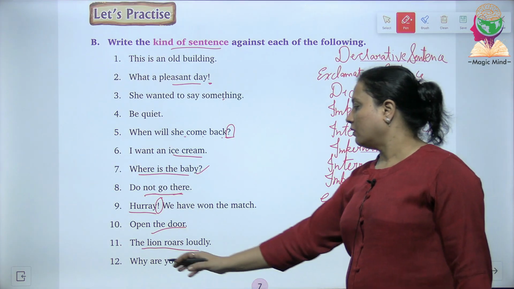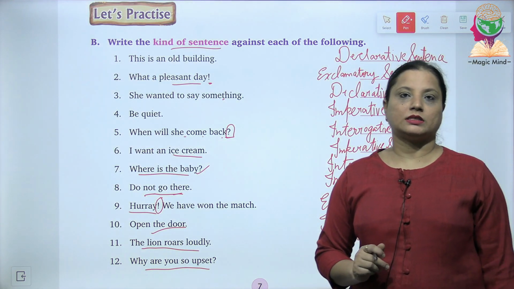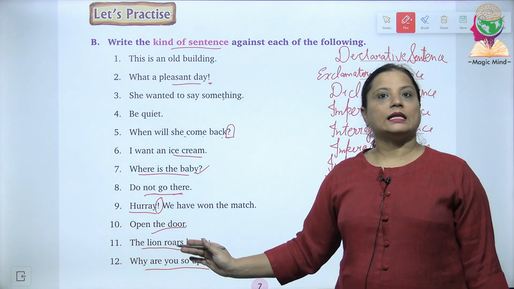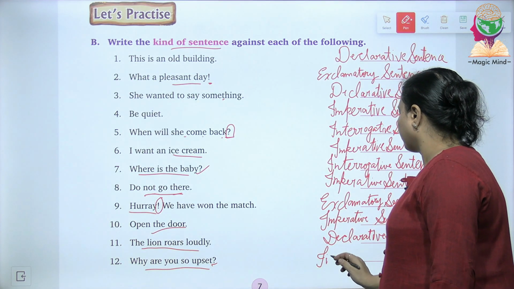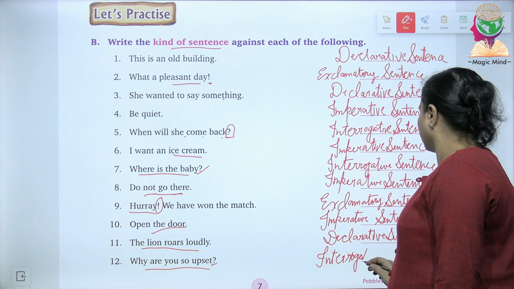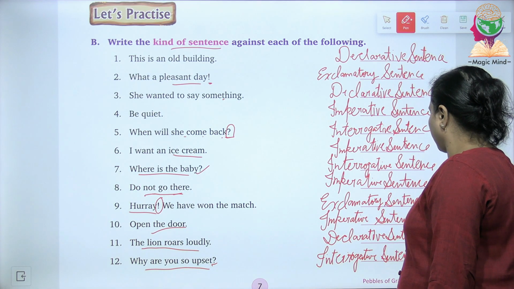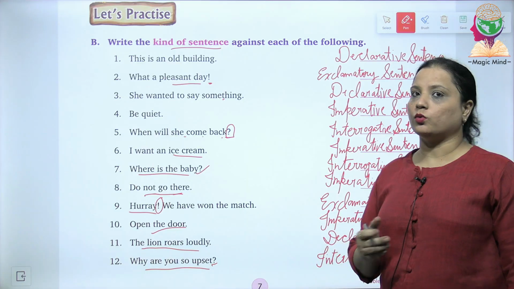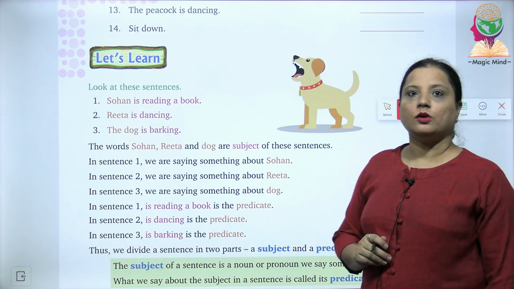Then the next one, why are you so upset? Now this question denotes that a question has been asked about someone and it is ending with a question mark, hence this statement will be called as interrogative sentence. So the exercise on this page is completed. Let's now quickly move to the next page. Two more points have been given over here on the next page.